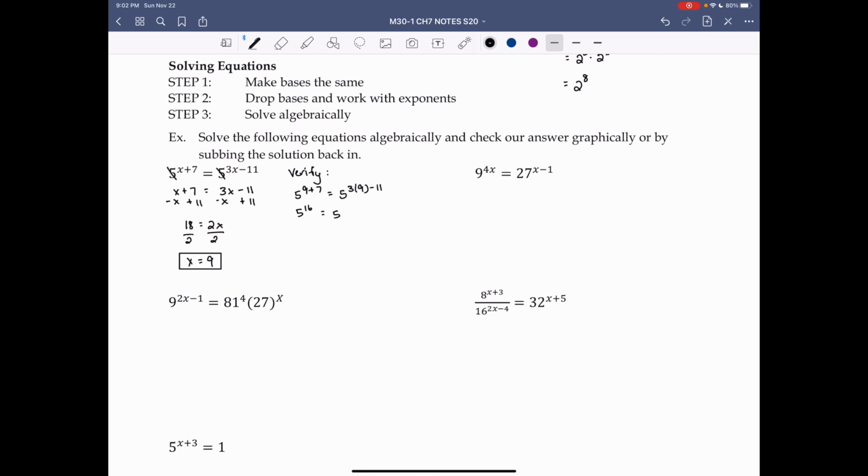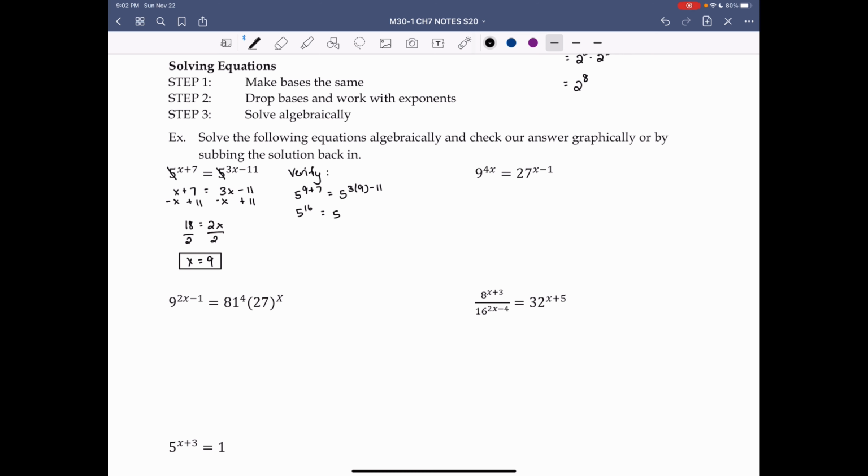Then simplify, we have 3 to the power of 2 times 4x, which is 8x, so 3 to the power of 8x, equals 3 to the power of 3 times x minus 1. So we need to distribute the 3 into the binomial. We get 3 to the power of 3x minus 3. Now we have the same base, so our exponents would have to be equal for the two sides to be equal. So we get 8x equals 3x minus 3.